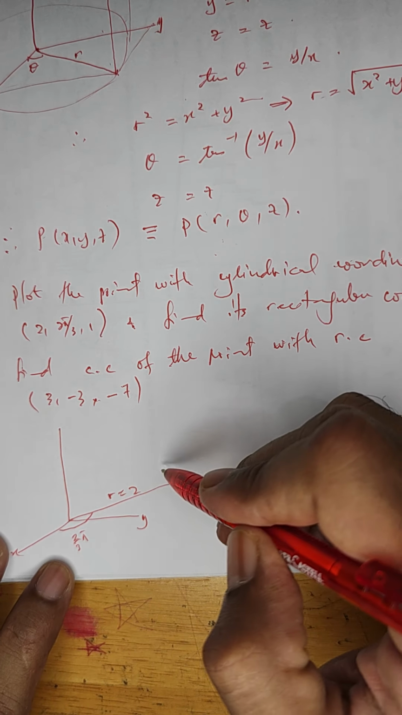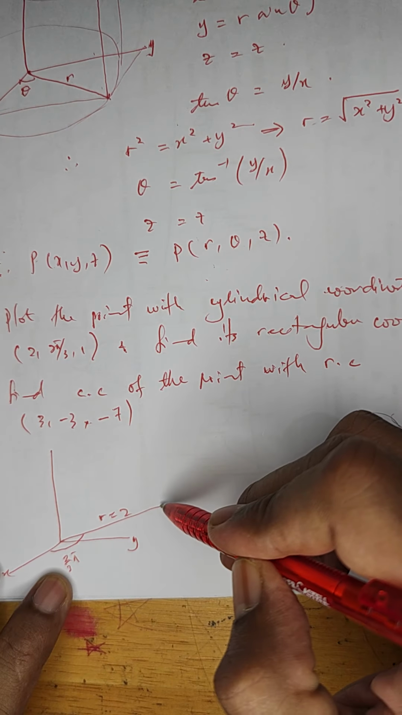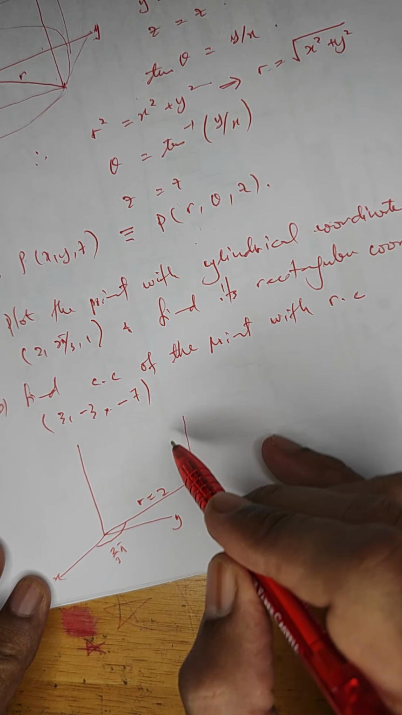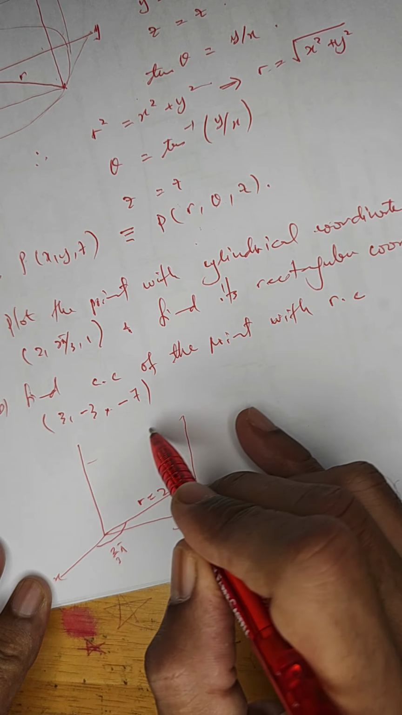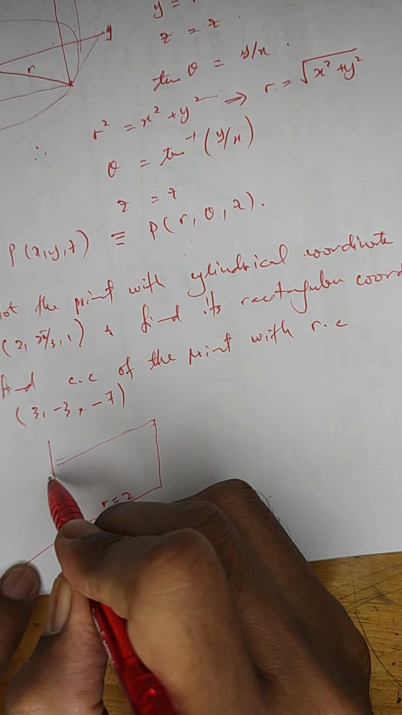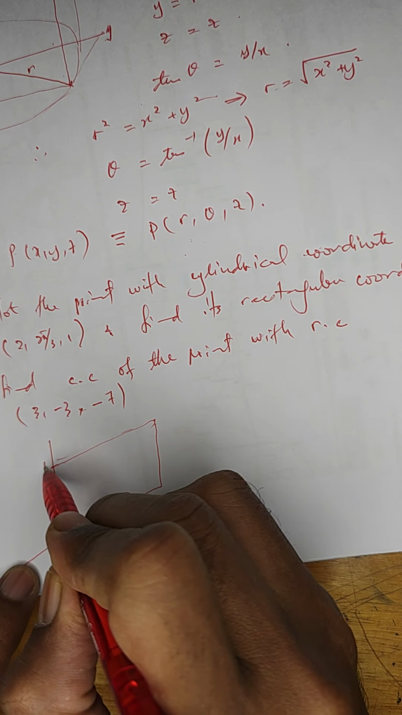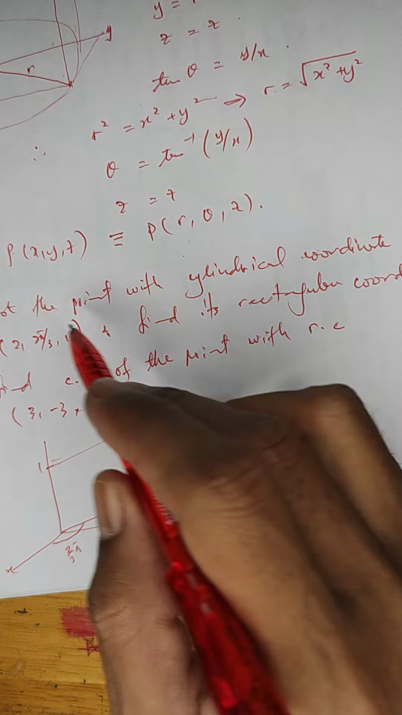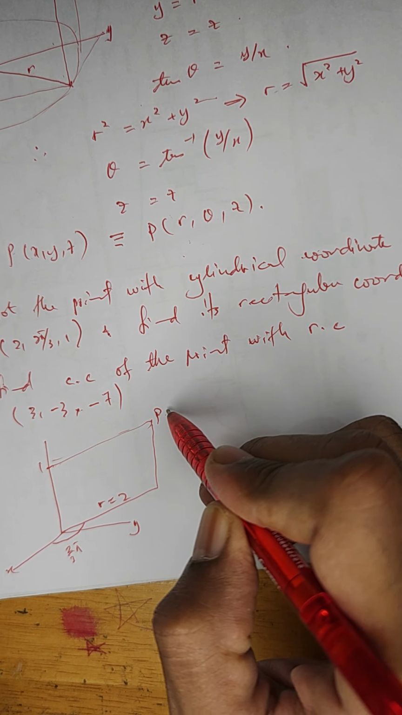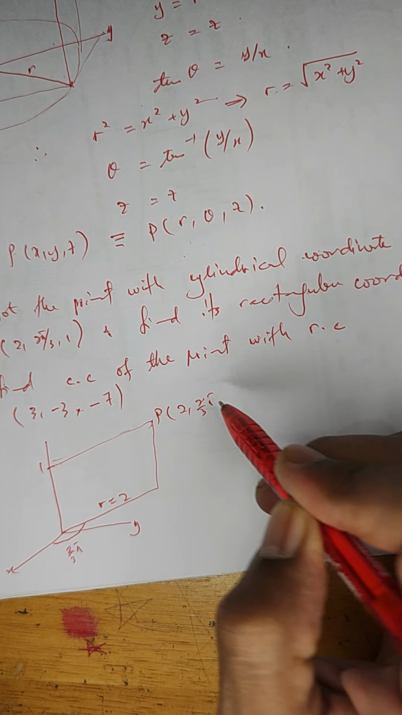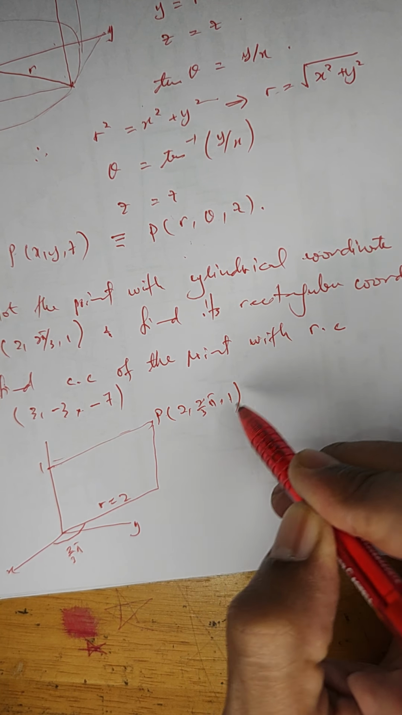And we have z equal to 1. Okay, so this is z, 1 is here. So this point is a point, let's give a name here. Let's call P is 2/3 pi and 1.